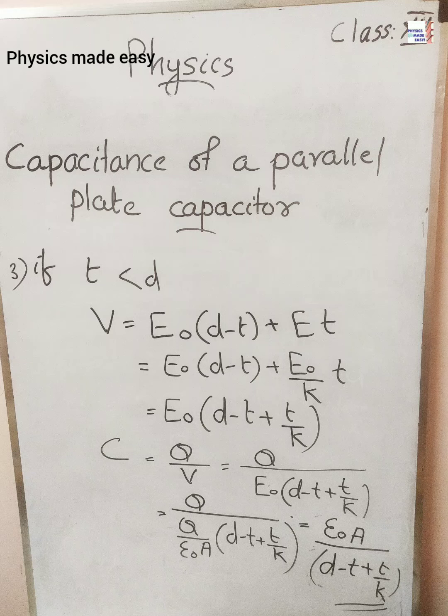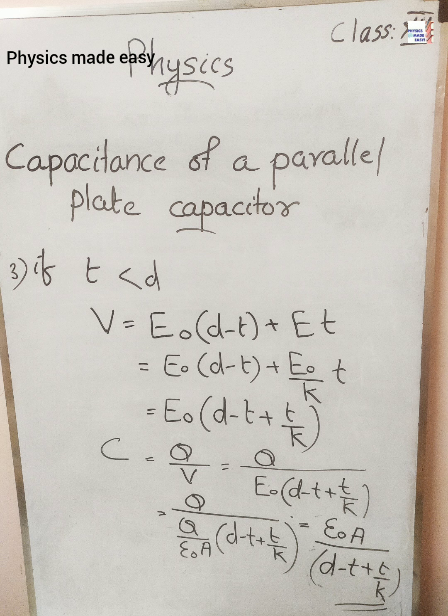You know potential difference is E into D, but here V is equal to E0 into D minus T, since E0 exists for D minus T, plus E into T. Then E0 into D minus T plus E, where E is equal to E0 by K, K you know dielectric constant. Then E0 into D minus T plus E0 by K into T. From that we can write V is equal to E0 into D minus T plus T by K.